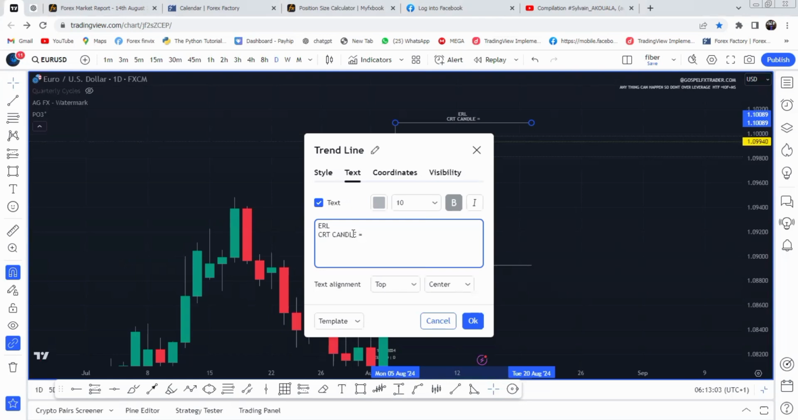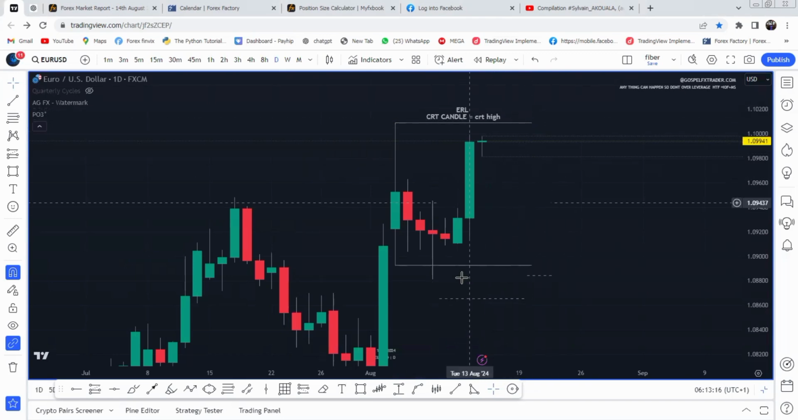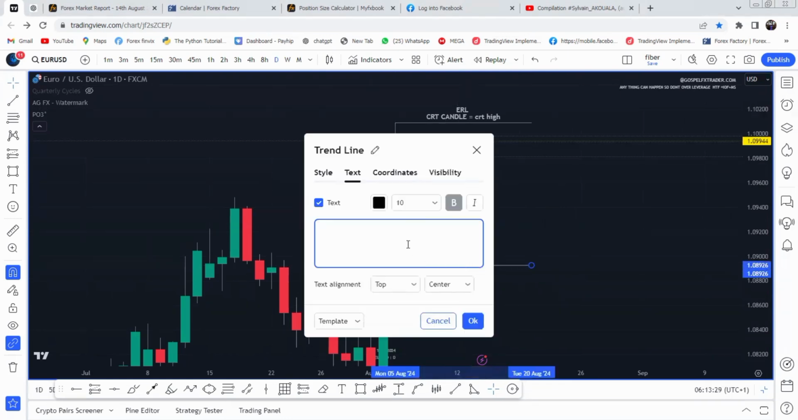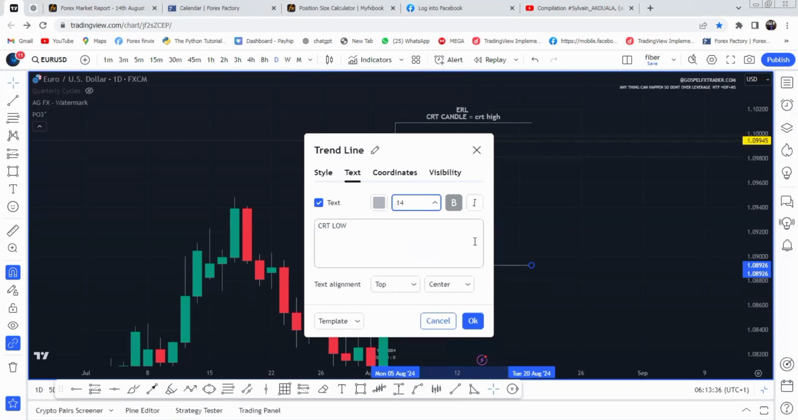This is our CRT candle, which is also our CRT high, right? So we're having an external range liquidity in the form of buy stops, and it's also our CRT high. Now if this candle here is our CRT candle, this is the range we are trading within. We are trading within the range of this candle. That's why we're taking it as our CRT candle. So down here is going to be our CRT low. That's the low of the CRT.